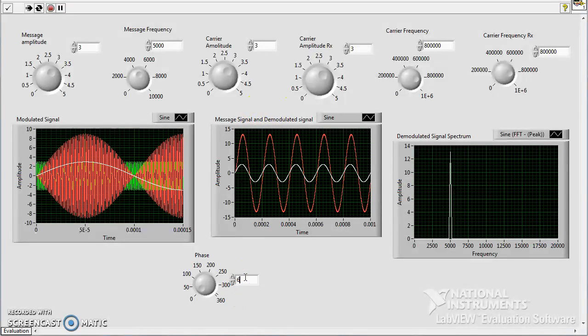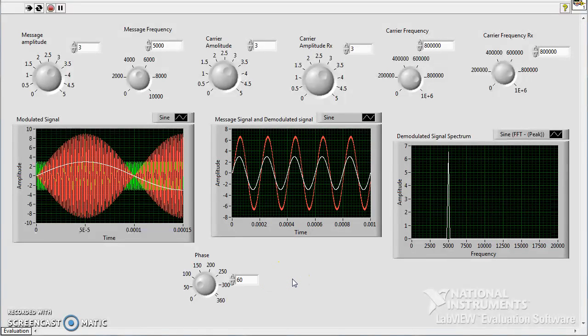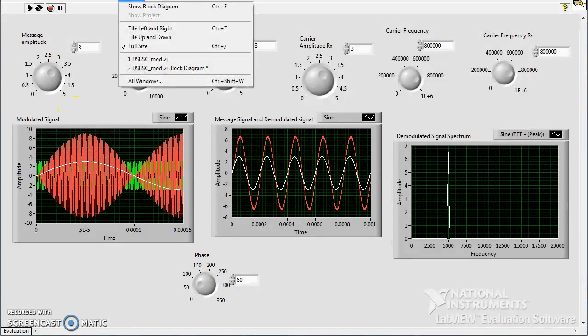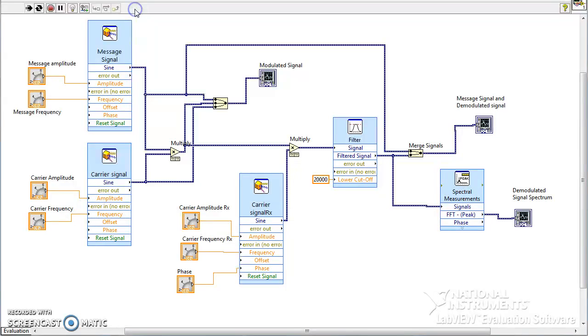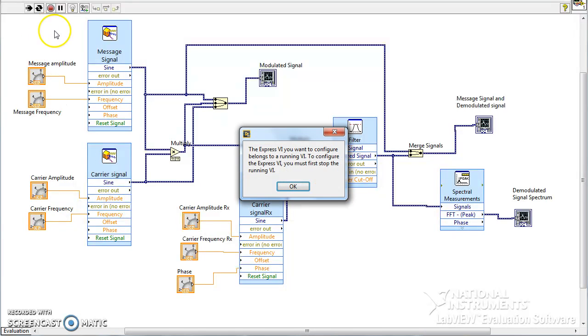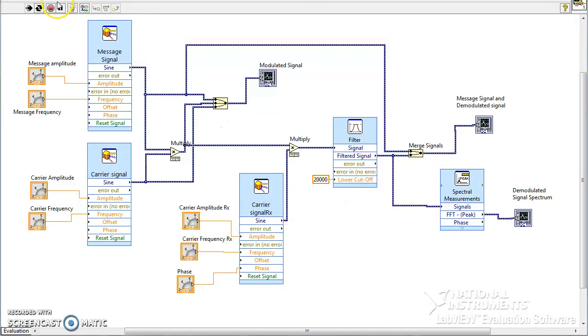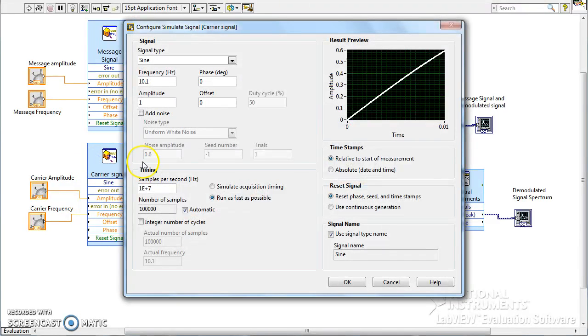If the phase is changed to any phase which is not according to the phase at the transmitter side. You could see that the phase of the carrier signal at the transmitter side is the default value, which is 0. I just stop the run. Yes, the phase is the default value which is 0.